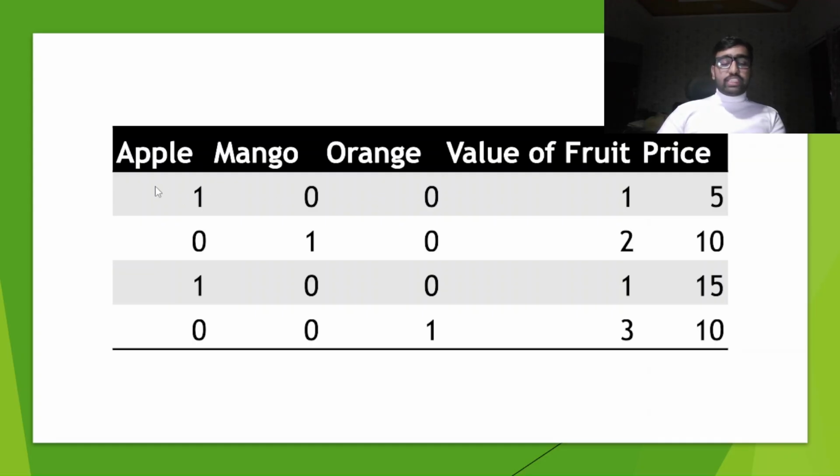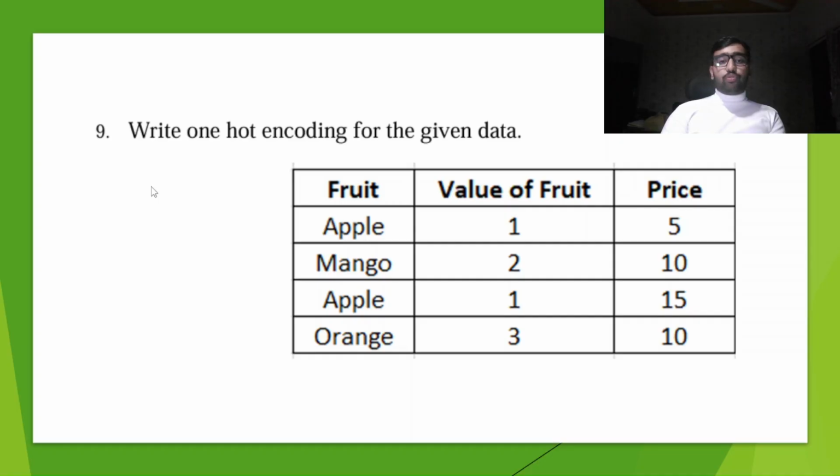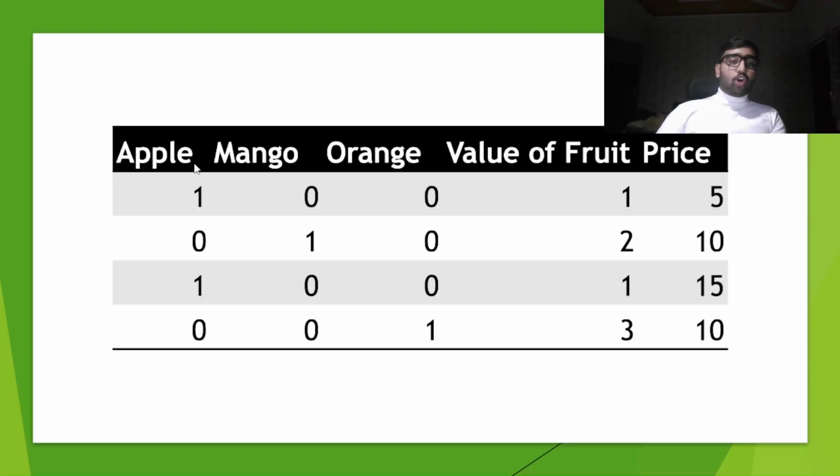Hence, for the first row, since the fruit for it was apple, the value of the apple column is 1 for the first row, and mango and orange are 0. Similarly, we have performed encoding for all other rows, and we have successfully performed the one hot encoding here. The main disadvantage of one hot encoding is that it adds several dimensions to your data set, which could be costly in terms of processing of data and time to build the algorithm.